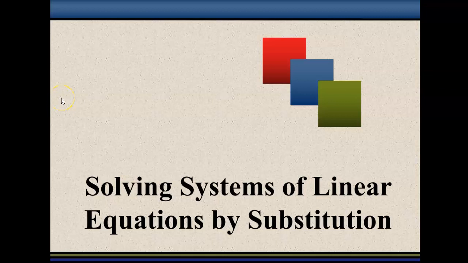Okay, now we're going to solve equations using algebraic techniques versus graphing techniques. And this is called substitution. So we're going to take one equation and substitute it into another equation and find a solution. It's very similar to composite functions.